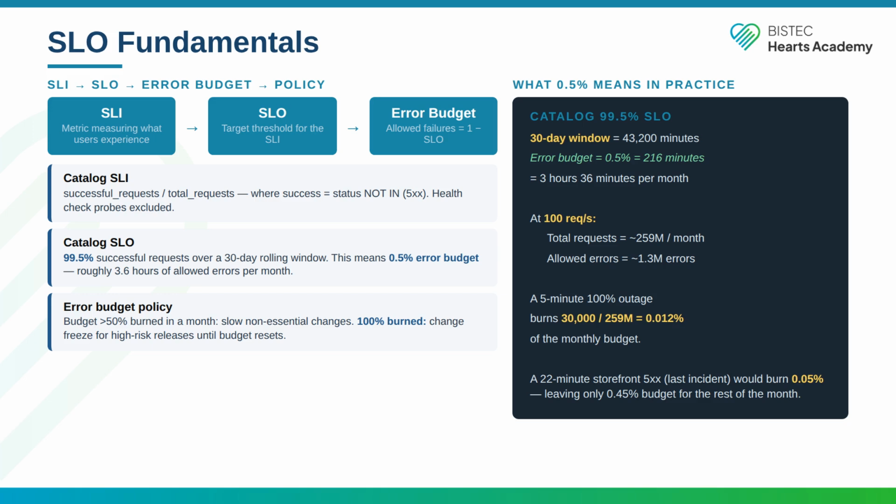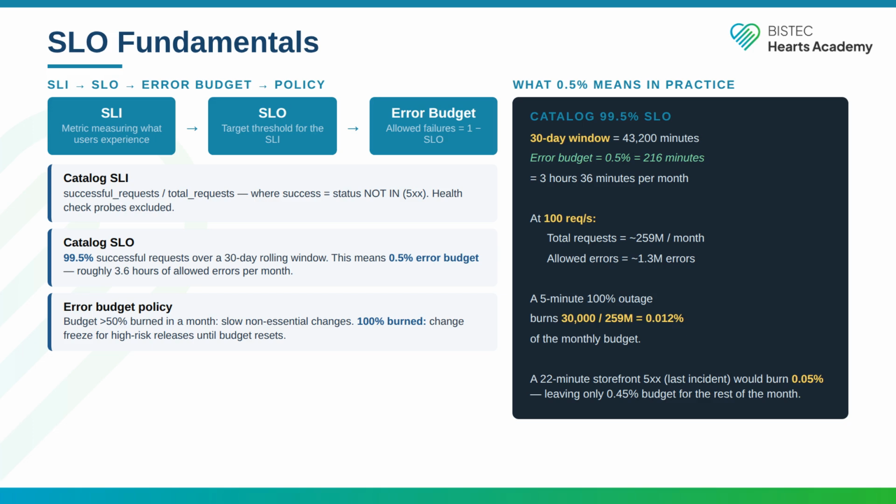The service-level objective is the target threshold for the SLI. 99.5% of requests must be successful over a 30-day rolling window. The error budget is what remains. 0.5% of requests are allowed to fail. Over a 30-day month, that is approximately 3.6 hours of complete failure, or a proportionally larger window of partial degraded service. The error budget policy translates the number into team behavior.